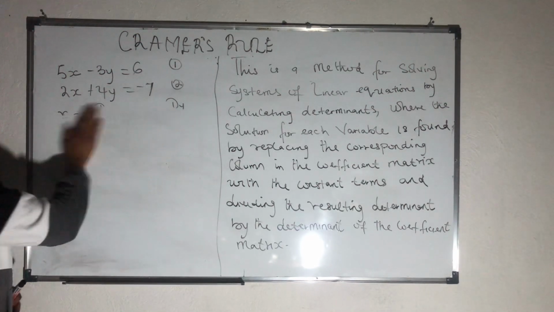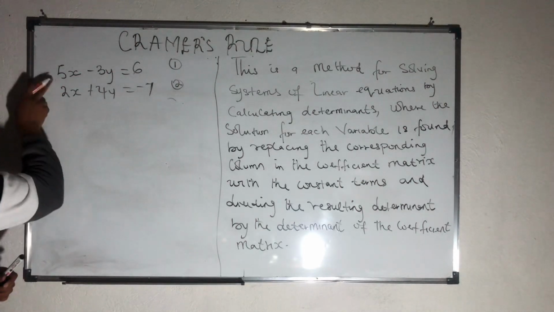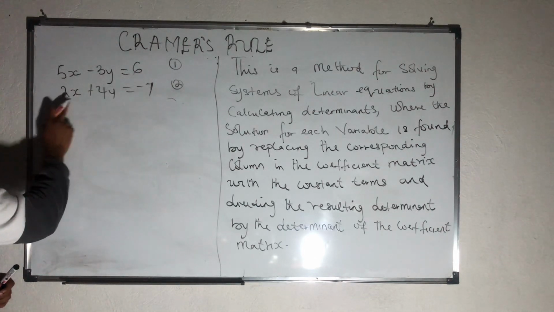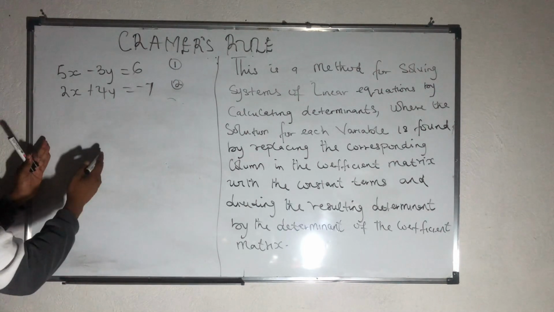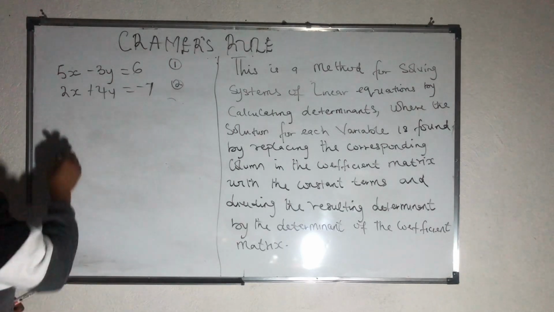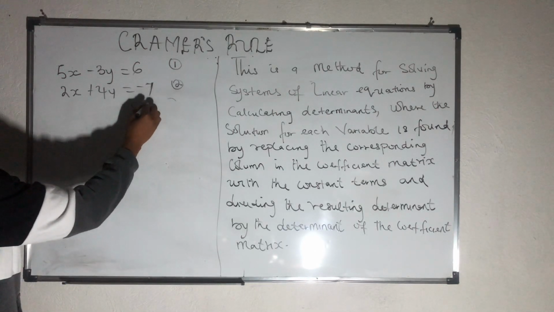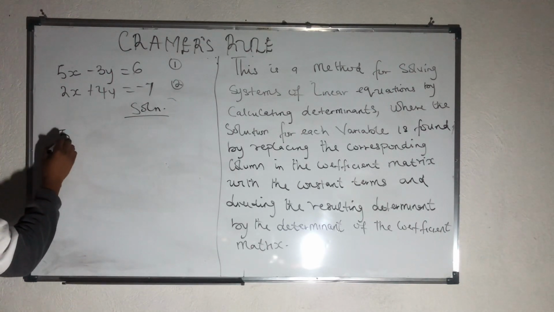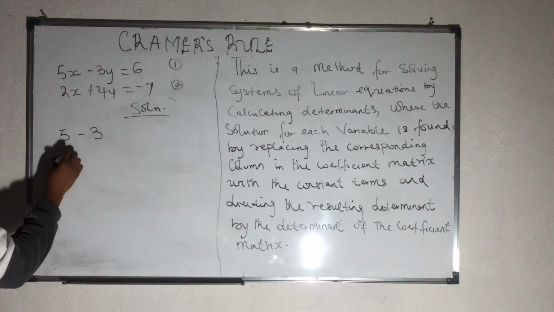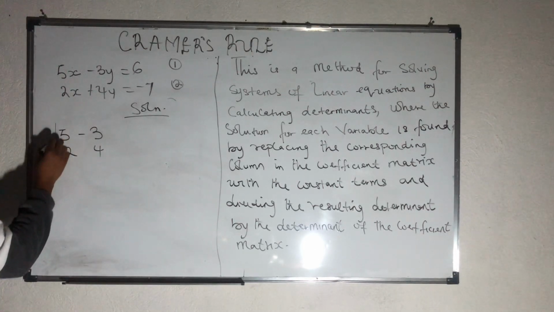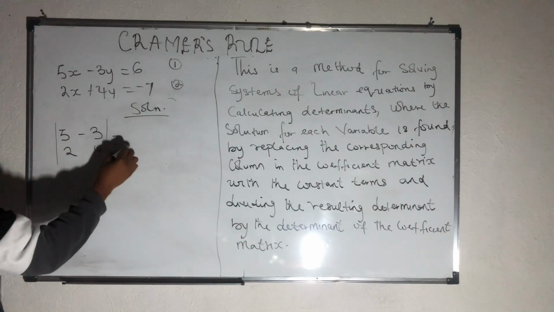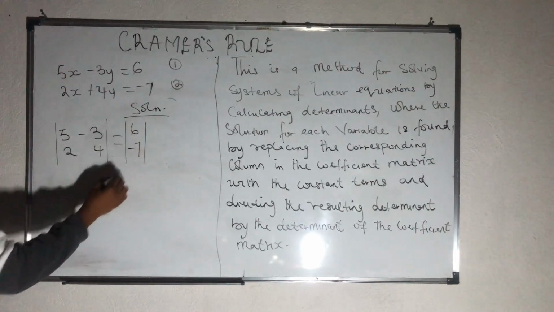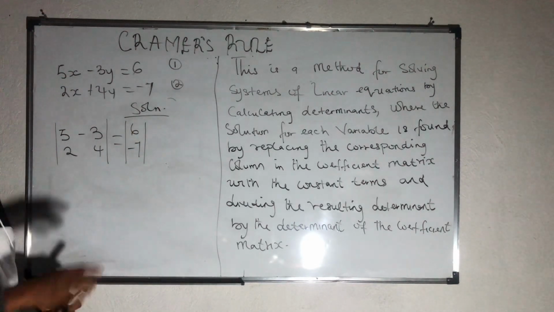How do we do that? We're simply going to pick the numbers in front of the letters. We have a 5 here, -3 here, 2 here, and 4 here. We shall drop those numbers and use them to form matrices. Solution. So pick the numbers. Here we have a 5, -3, 2, 4. Okay. So this is equal to 6, -7. We only picked the numbers in front of the letters.